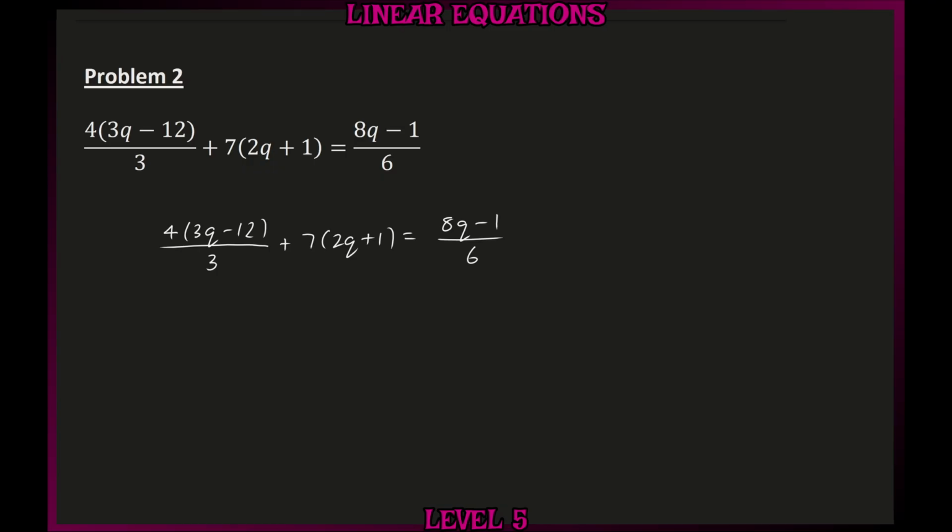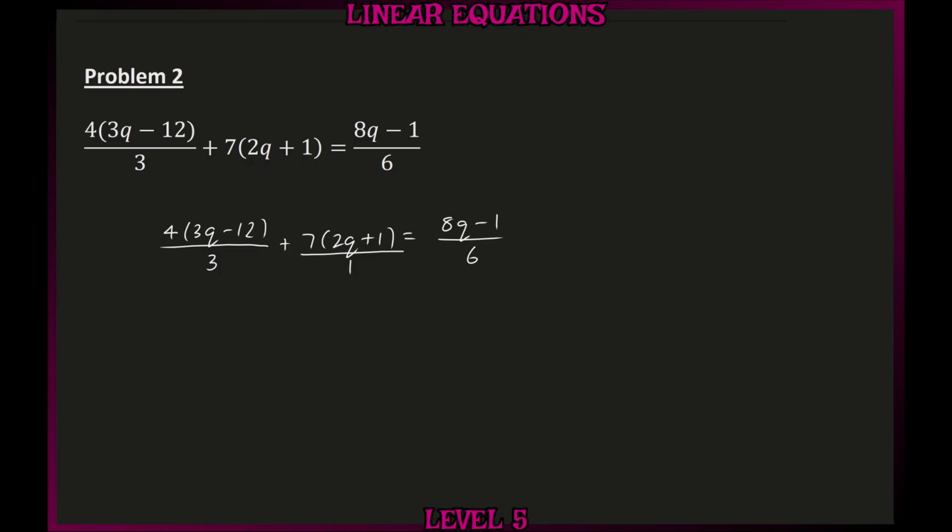The bracket on the left hand side isn't a fraction, but we can write this bracket as being all over 1. Now if we look at the numbers 1, 3 and 6, we can see that they're all factors of 6. So we can make all of their denominators equal to 6.